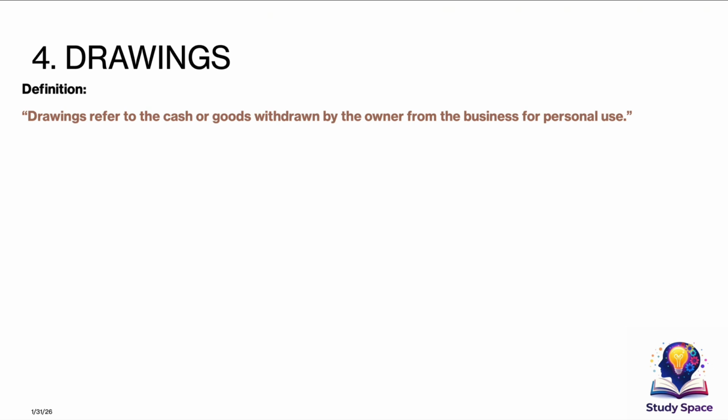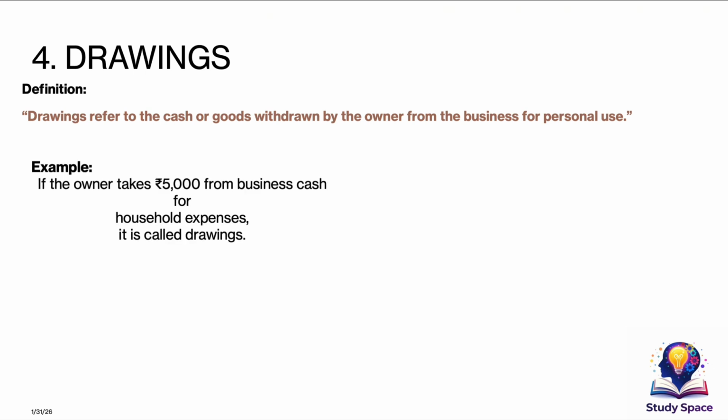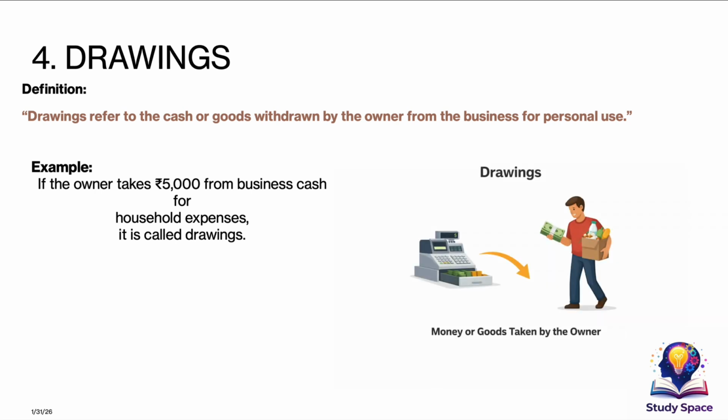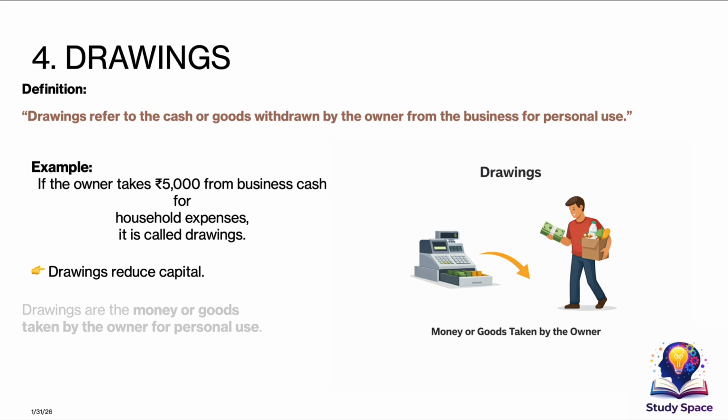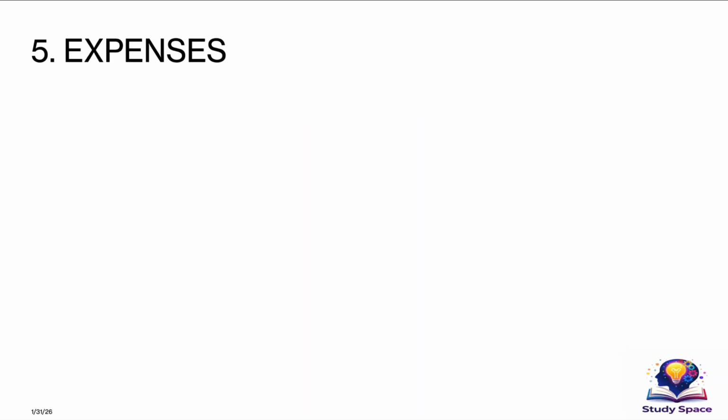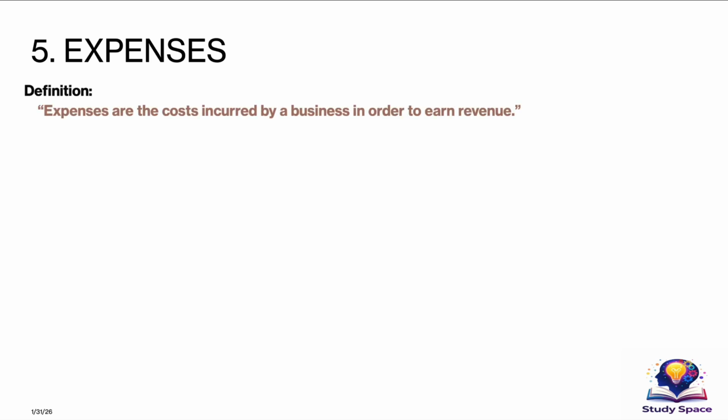Next is drawings. Drawings refers to the cash or goods withdrawn by the owner from the business for personal use. For example, if the owner takes 5,000 rupees from business cash for household expenses, it is called drawings. Drawings reduce capital. In simple words, drawings are the goods or money taken by the owner for personal use.